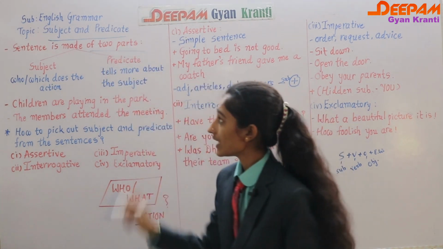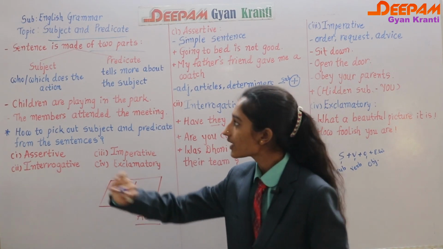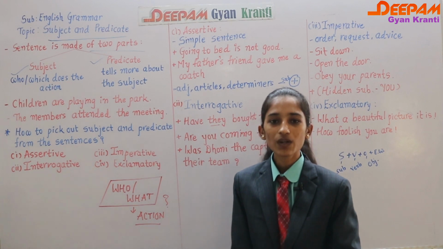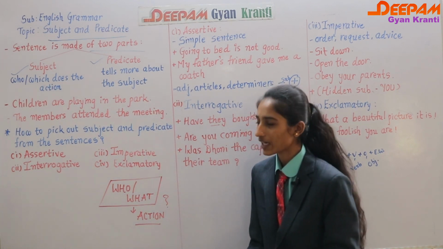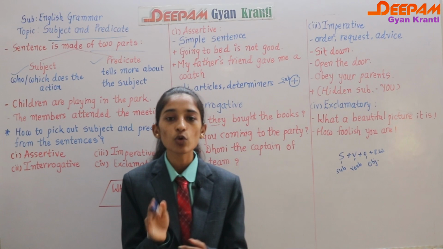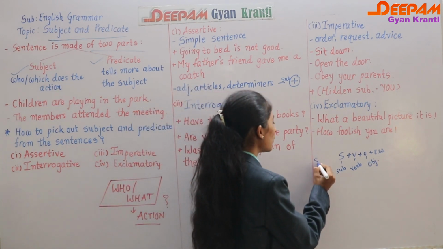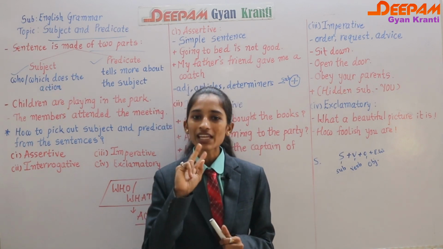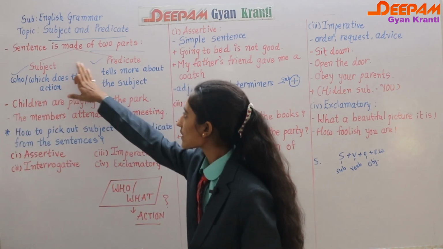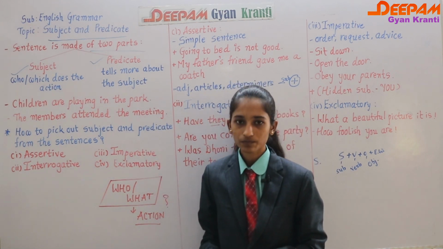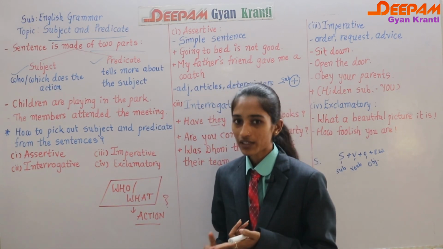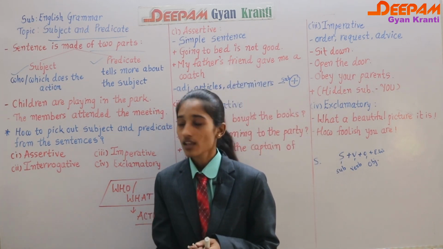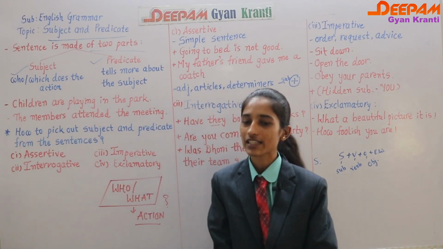How many parts? It is made of two parts. Which are the two parts? The first one is subject and the second one is predicate. We can divide the sentence into two parts. This is the structural information about the sentence, but we can divide the sentence into two main parts. Which are they? The first one is subject and the second one is predicate. Clear? A sentence is made of two parts: first the subject, and second the predicate.